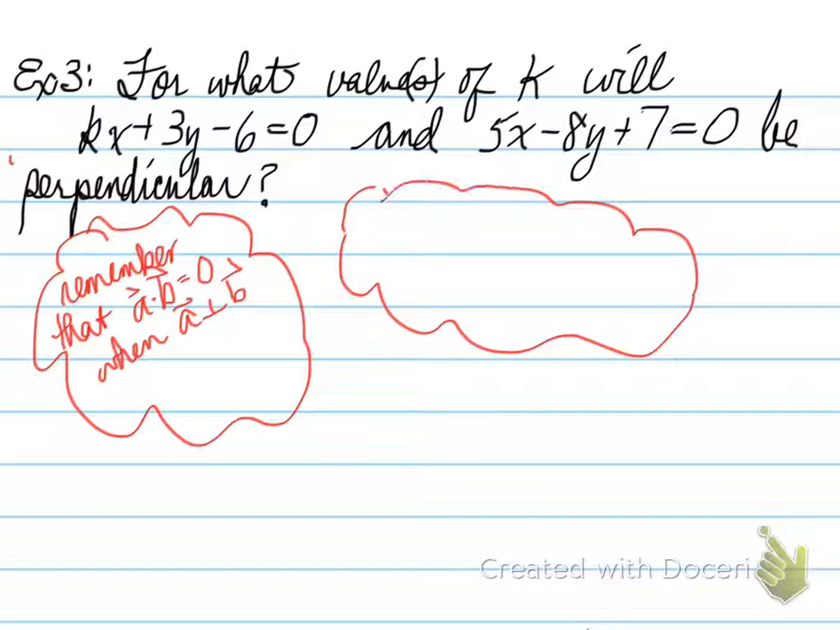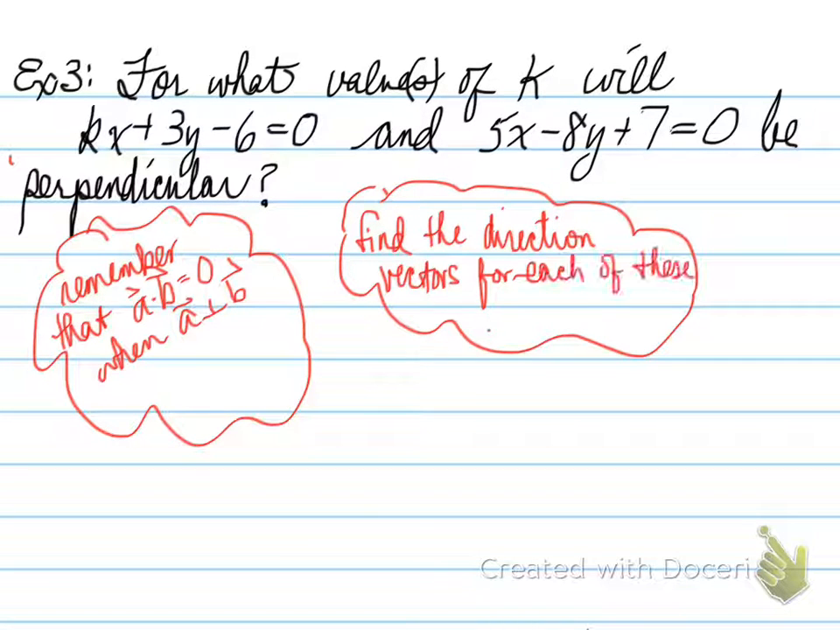So, if I know the direction vector of one of them, and I know the direction vector of the other, we can take the dot product. So, you can find the direction vectors for each of these lines. The other thing to note is that this is the normal of this line, and this is the normal of this line. If these two lines are perpendicular, then their normals will also be perpendicular. So we could even approach it that way.